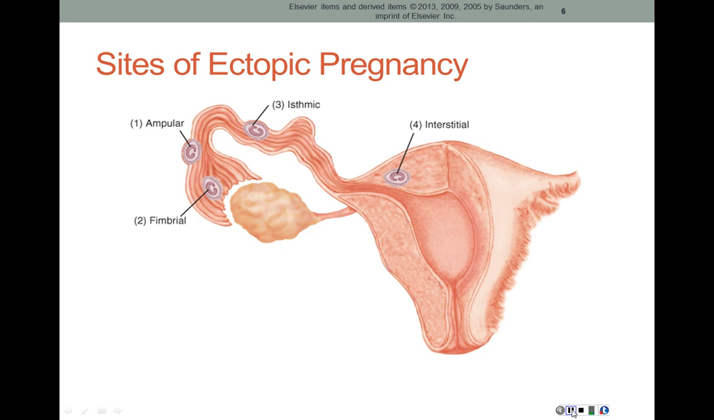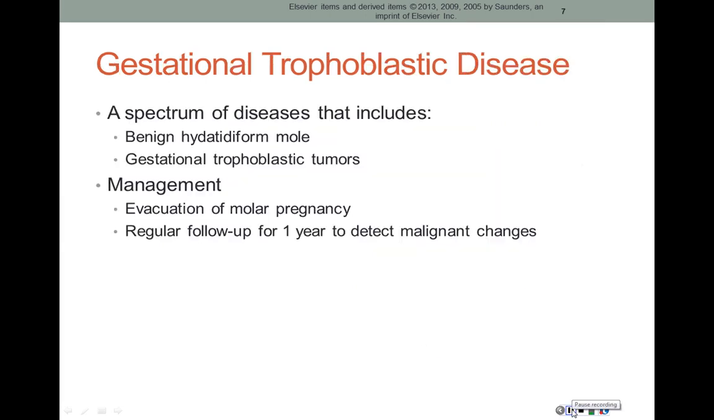and depending on where they occur, they're called something different. Okay, gestational trophoblastic disease, and basically this is a tumor that grows inside of the uterus. So what happens is a trophoblast develops abnormally, and these are the cells that attach the embryo to the uterine wall. So the placenta develops, but not the fetus.